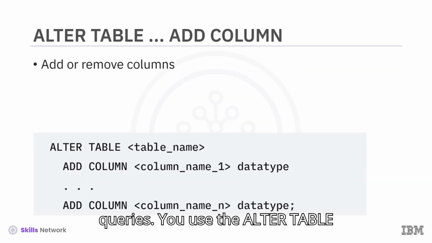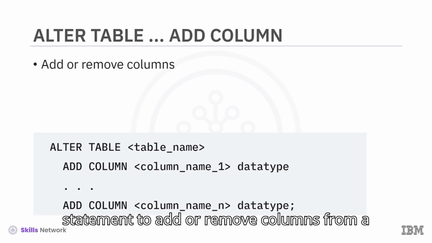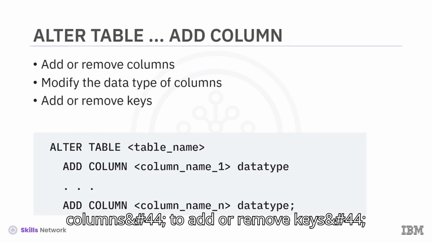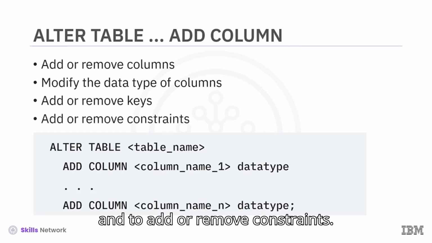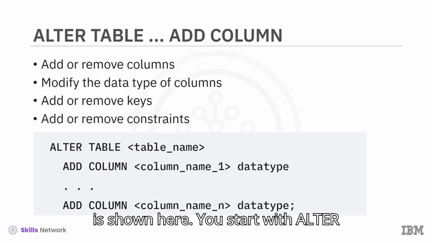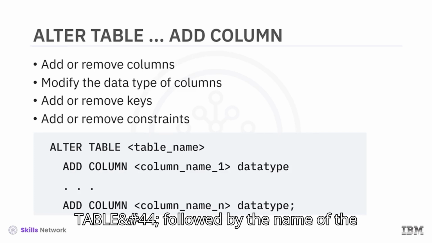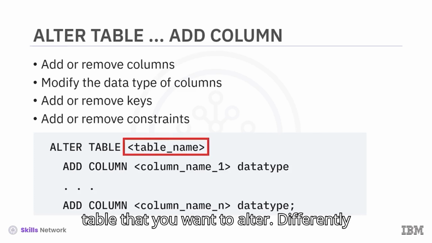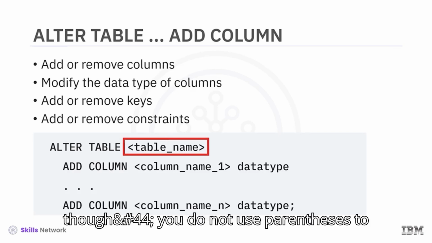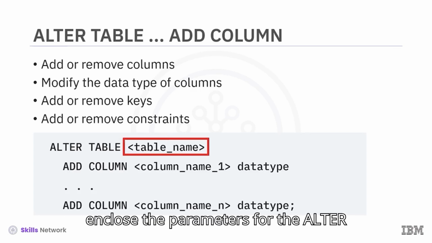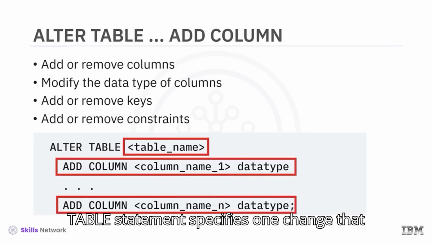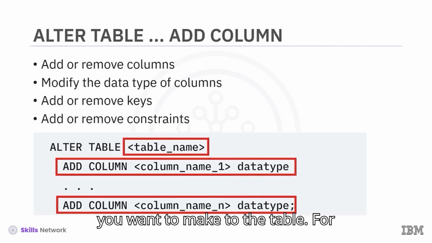You use the alter table statement to add or remove columns from a table, to modify the data type of columns, to add or remove keys, and to add or remove constraints. The syntax of the alter table statement is shown here. You start with alter table, followed by the name of the table that you want to alter. Differently to the create table statement, though, you do not use parentheses to enclose the parameters for the alter table statement. Each row in the alter table statement specifies one change that you want to make to the table.